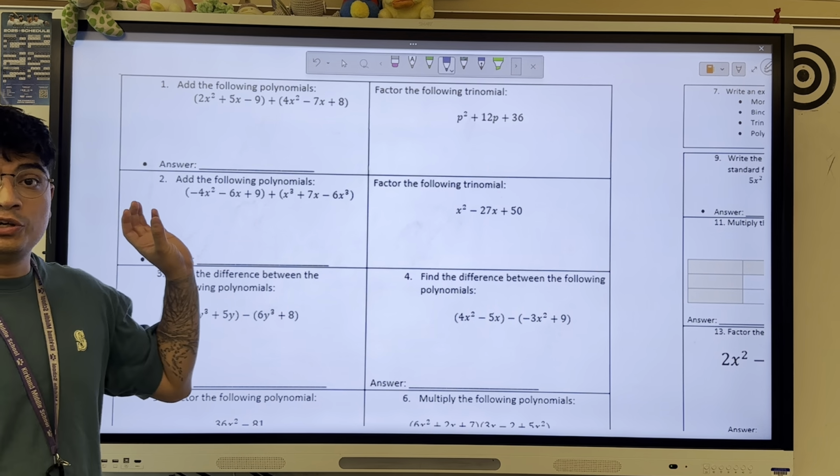6x times 4x would give me 24x squared. 6x times 9 would give me 54x, and it happens to be negative because of that negative 9. 1 times 4x would give me 4x. 1 times negative 9 would give me negative 9. From here, I would now have 24x squared, because there's nothing else to combine with. And then these two can combine to give me negative 50x, negative 9. Again, just taking everything on the inside, combining what I can. Can't, just write it.